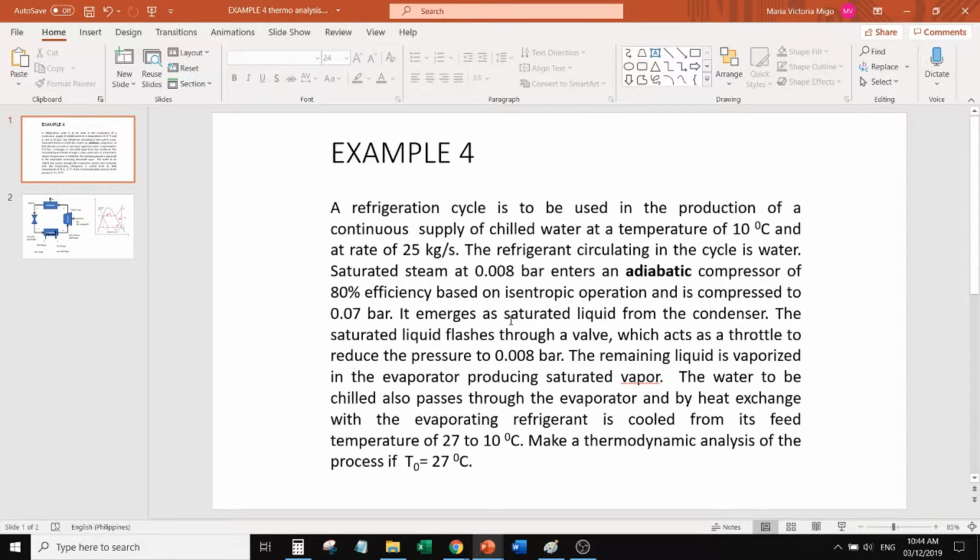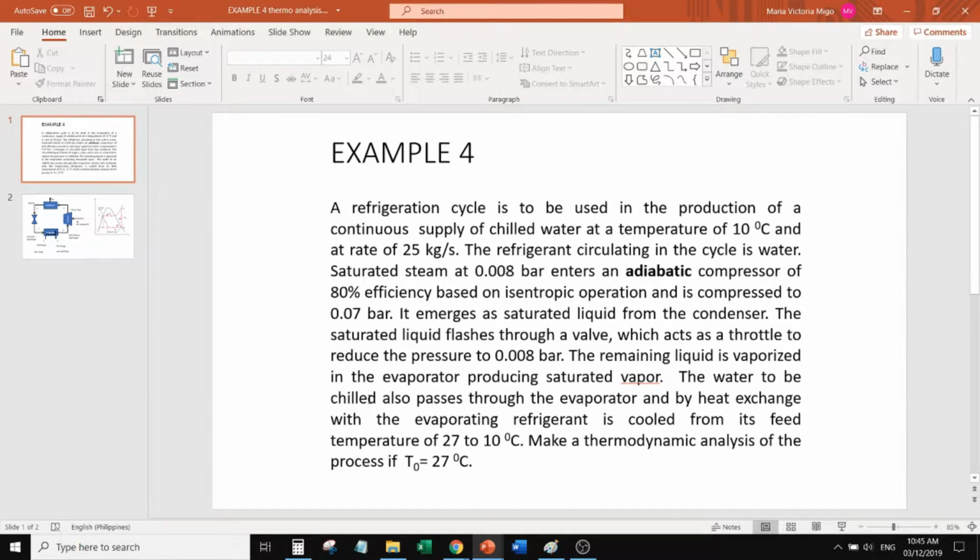It emerges as a saturated liquid from the condenser. The saturated liquid flashes through a valve. So it acts as a throttle valve. So if you will remember, for throttle valves, it's isenthalpic, which acts as a throttle to reduce the pressure to 0.008 bar. The remaining liquid is vaporized in the evaporator, producing saturated vapor.